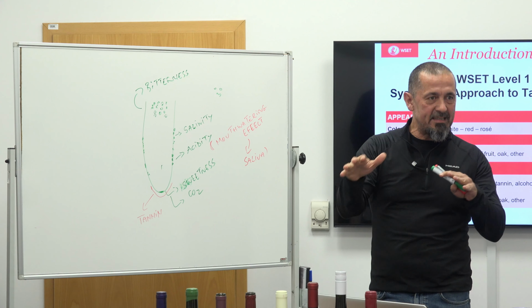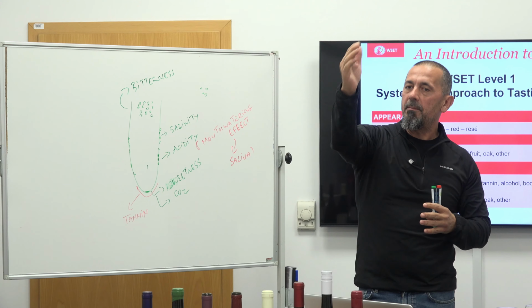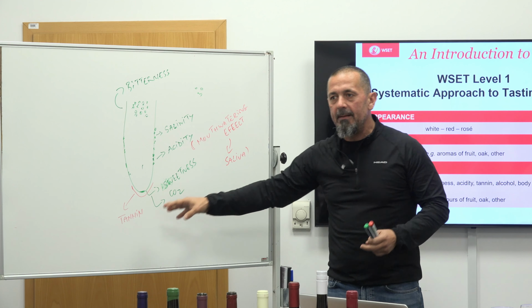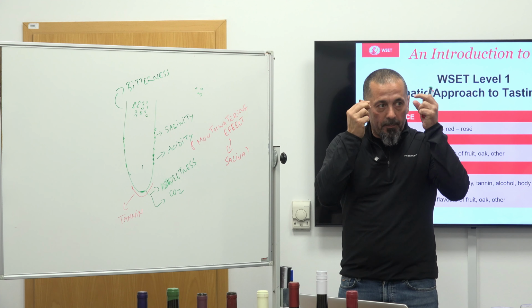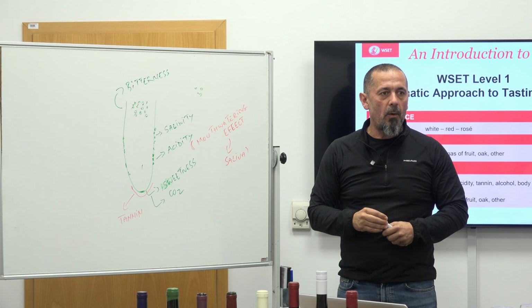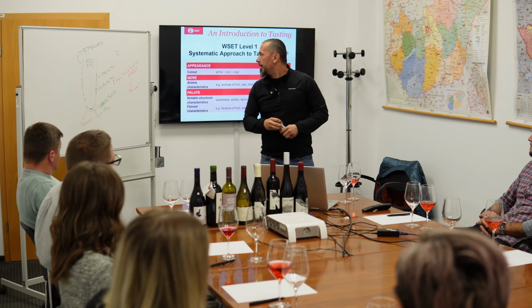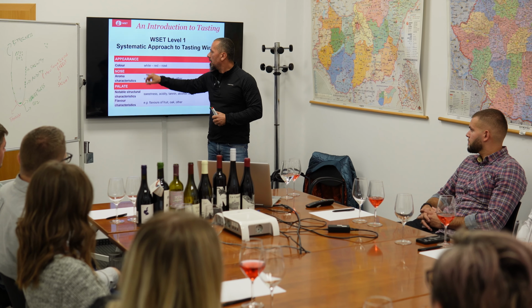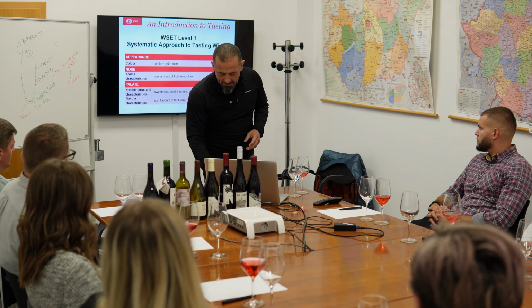Okay, so basically this is the map of your palate, which is very similar for all of us. Some people are more sensitive to acidity, some people are more sensitive to alcohol, some people are more sensitive to tannin, but basically this is how and where we taste the most important tastes in the wine.